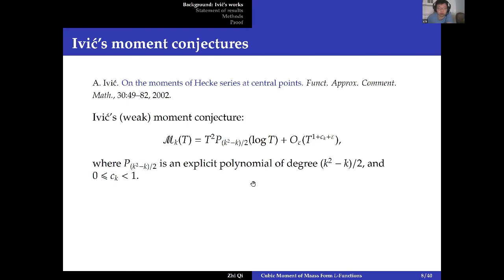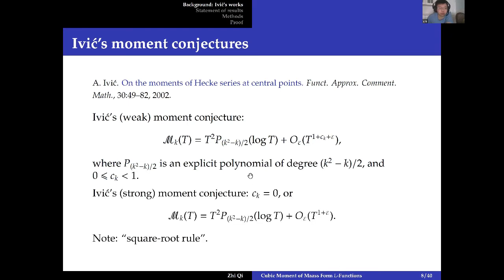I would call it the weak conjecture, because he also conjectured that this c_k will be all 0. Namely, you will have this error term T to the 1 plus epsilon. And you should know that there's a square root rule here, because the main term is roughly T squared, and the error term is the square root of T squared, roughly. So the base is the square root rule. This is what I would call the Ivić moment conjecture.